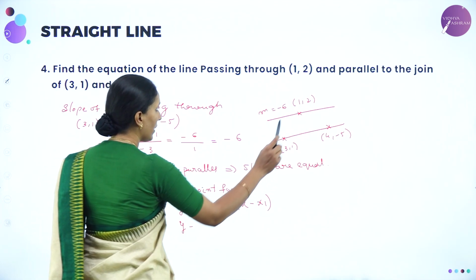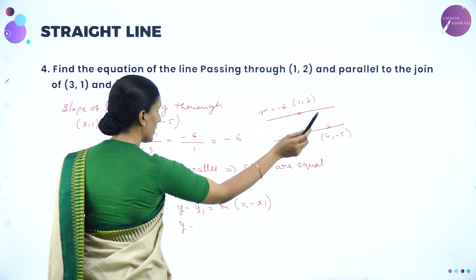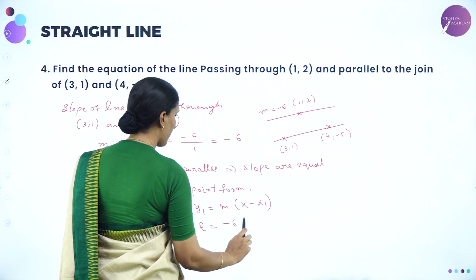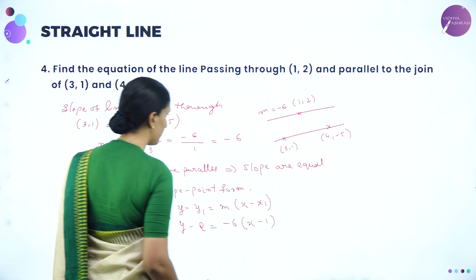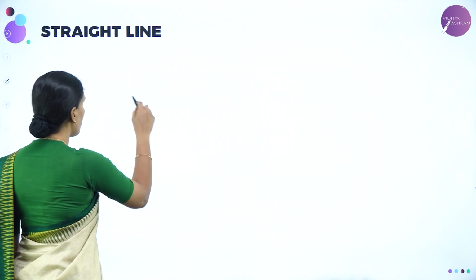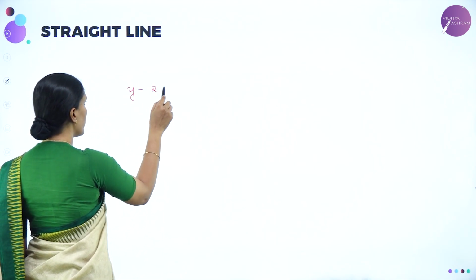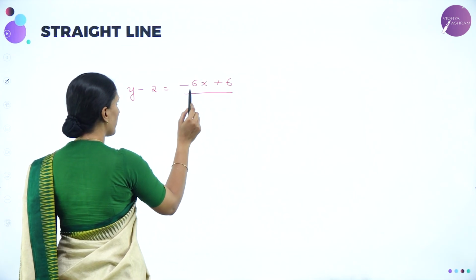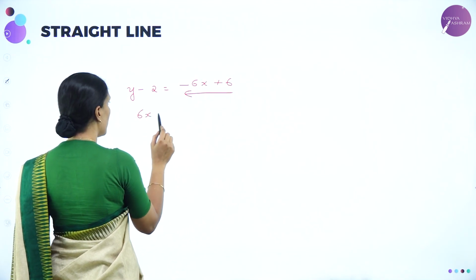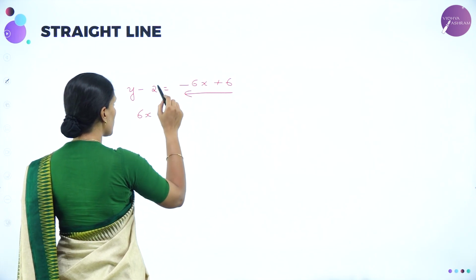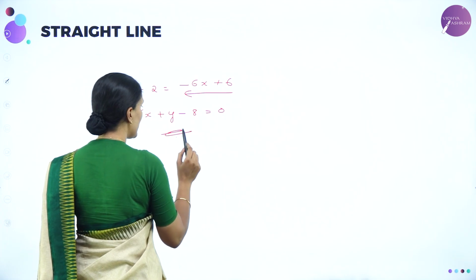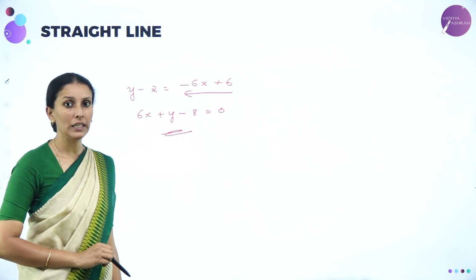So the point is given, 1, 2. So y1 is 2, x1 is 1 and slope is minus 6, so y minus 2 is equal to minus 6 times x minus 1. So we will get y minus 2 is equal to minus 6x plus 6. Shifting this side, 6x plus y minus 6 minus 2 is equal to 0. So this is the required equation of the line.